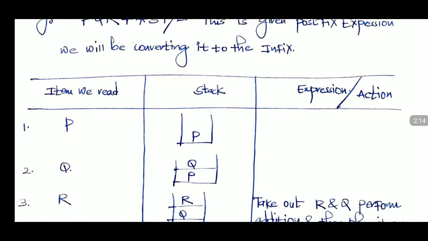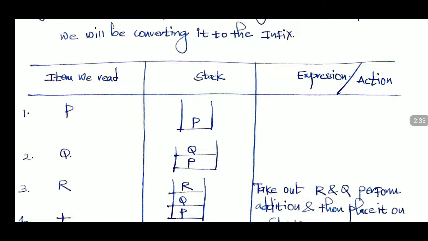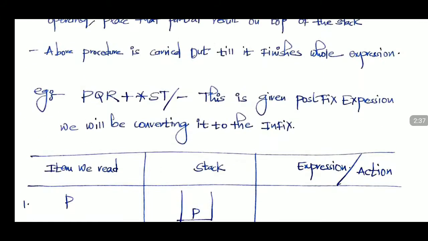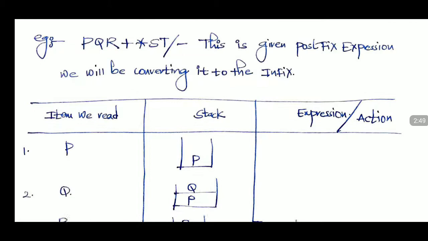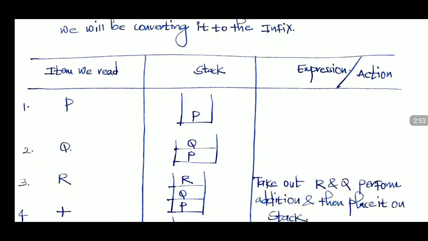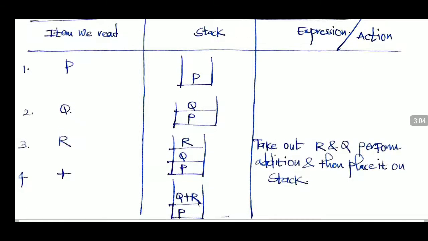In this table there are three different columns. The first one is the item we are reading from the expression, then what we are putting on top of the stack, and the last one is the partial expression and the action we are taking. Initially in the expression there is a P, so we have started with P, and P is placed on the stack. The second one is Q, which is placed on top of the stack. Then there is R, which is also placed on top of the stack. So in total on the stack there are P, Q, R, with R on top.